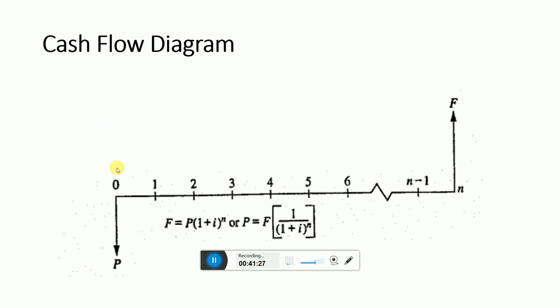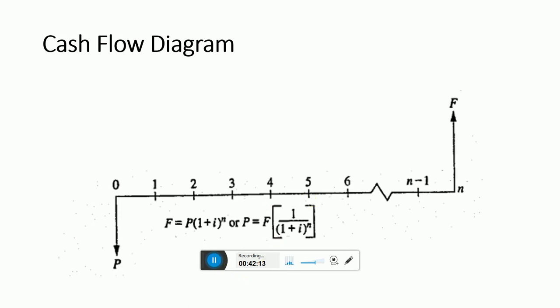For example, this is a cash flow diagram in which we have the initial present investment, or the P value, then a period of time, and we can find the future amount with this formula: F is equal to P times this factor, equation A. Similarly, if the future value is known, we can find the value of P using this relationship. So this is the cash flow diagram.